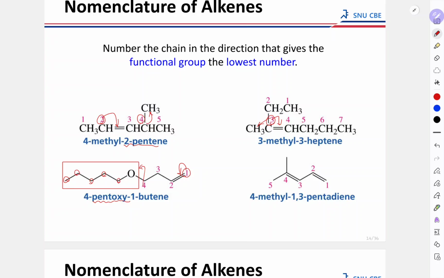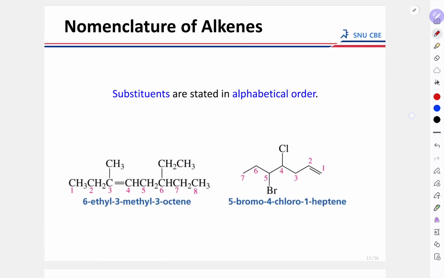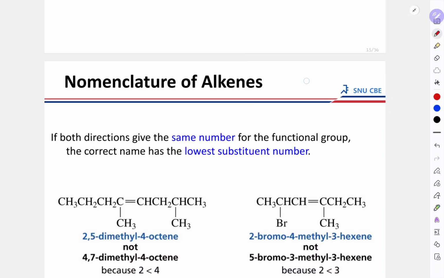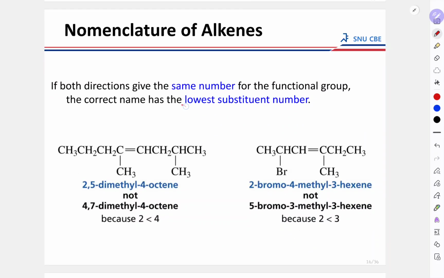Substituents follow the same rule, stated in alphabetical order. So you should put ethyl first, then methyl; bromo first, then chloro. In both directions, if you get the same number for the functional group, the correct name has the lowest substituent number. So you can think about this case either left to right or right to left. They will give you the same number for the functional group, which is 4, the starting carbon. In this case, you should choose the direction to give the lowest substituent number.